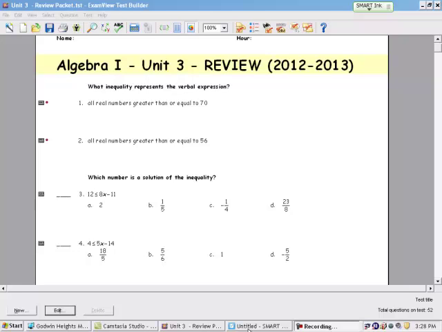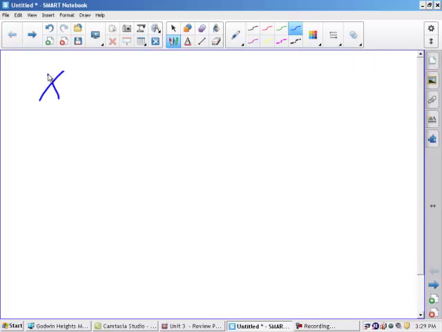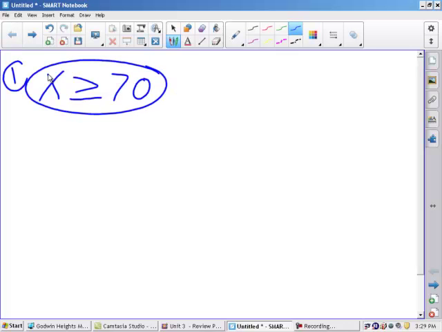Let's go ahead and get started with number 1. As you see on number 1, it says all real numbers greater than or equal to 70. They're looking to find out what inequality represents that expression. So over here on my smartboard, I'm just going to tell you that it's x is greater than or equal to 70. That's how you do that problem. That was number 1.